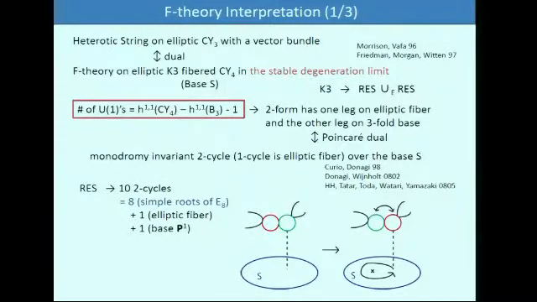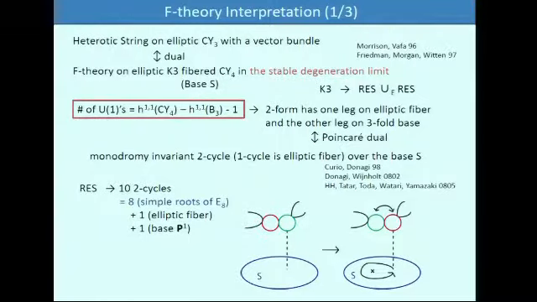Then these two-forms can be characterized by the two-form which has one leg on the elliptic fiber and the other leg on the base threefold, and this is Poincare dual to a monodromy invariant two-cycle over the base. Monodromy invariant two-cycle means there are some two-cycles in the rational elliptic surface. Then we go around some point, and there can be a monodromy which exchanges these two cycles. Then this does not correspond to a global six-cycle, so this does not correspond to the element here.